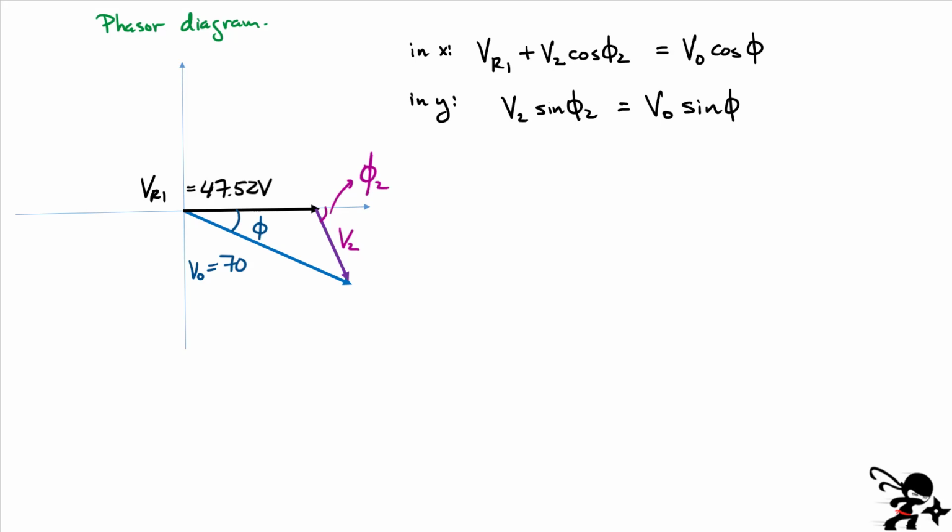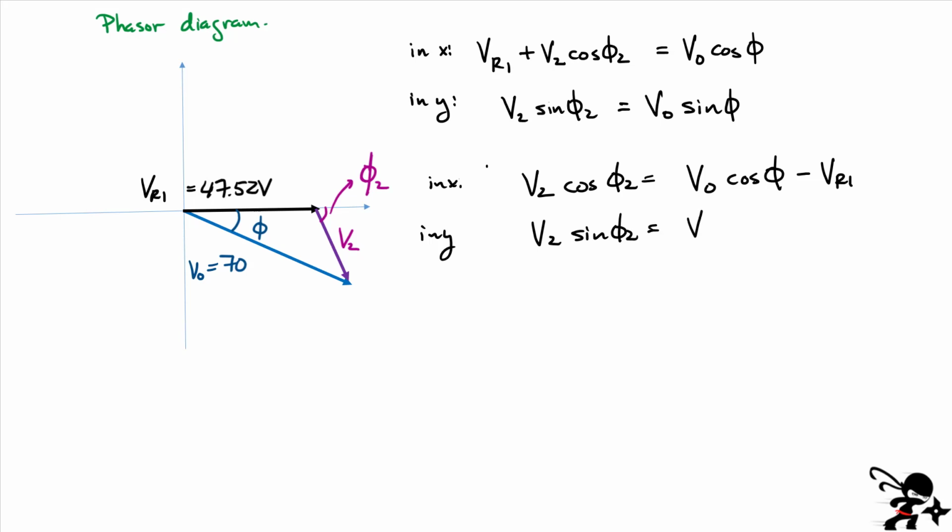What we can do first is get an expression for the angle phi 2. Okay, so what we're going to do now is simply use the x equation. Let's rewrite in the x direction. We'll just get this one by itself. Cosine of phi 2, you bring VR1 on the other side. Again, we know all these guys, so it's not too complicated. And in the y direction, we're just going to leave that one the way it is, and you'll see why in a second.